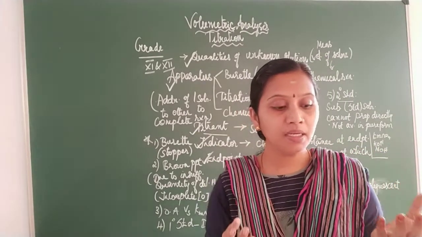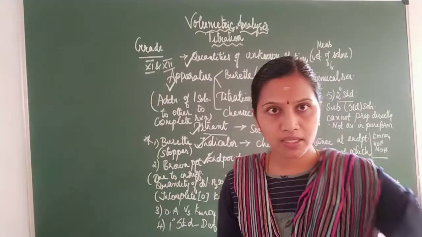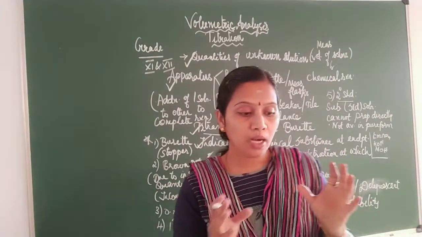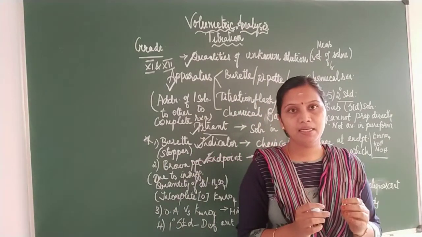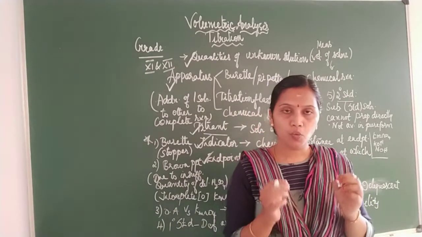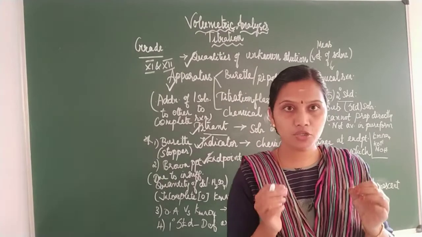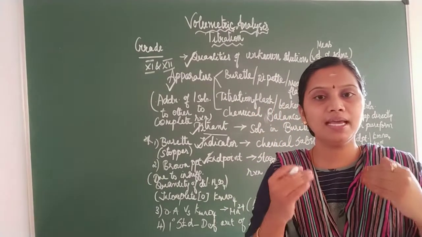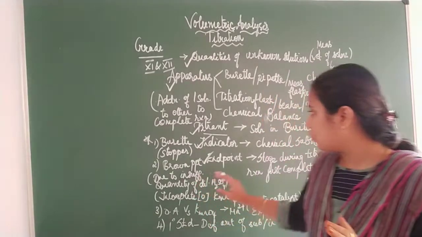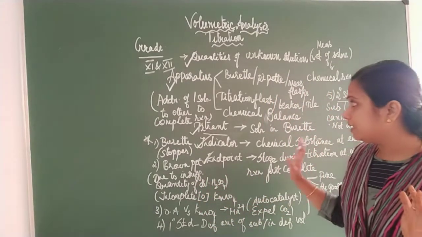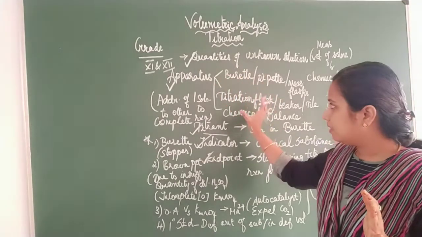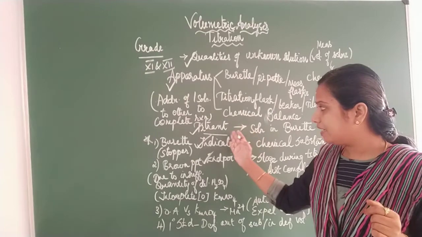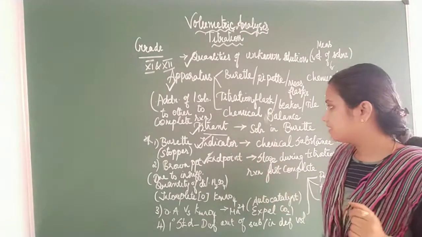Say for example, I have oxalic acid in the conical flask and I have potassium permanganate in the burette. So the appearance of a pale permanent pink color is the end point of this titration. So what is the end point? End point is a stage of titration at which my reaction has just completed. So that is called your end point. Okay, done. So you know titration, the apparatus used for titration, what is a titrant, what is an indicator, what is an end point.